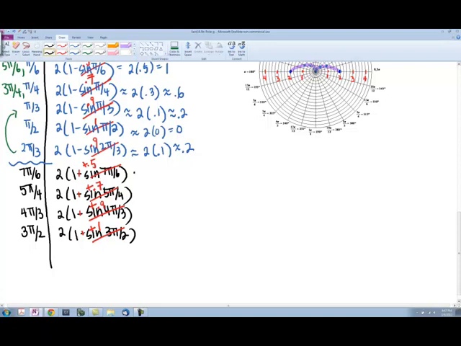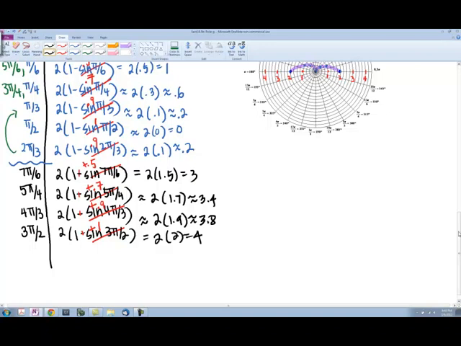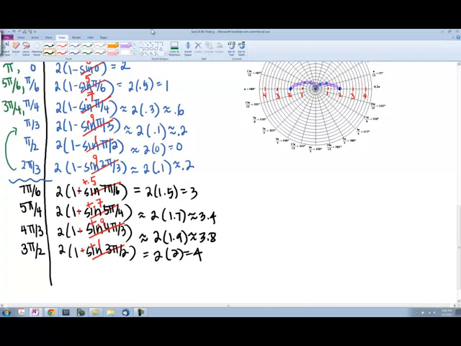So when we write these out, we get that the r value is going to be 2 times 1.5, or 3. We're going to get 2 times 1.7, which is 3.4. 2 times 1.9, which is 3.8. And then 2 times 2, which is 4. So I need to get these last few points on here.